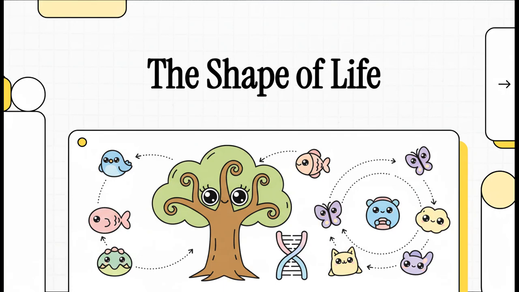For as long as we've studied life, we've tried to draw a map for it. A big, grand family tree that connects every single creature on Earth. But what if we've had the basic shape wrong this whole time? Yeah, let's get into it.